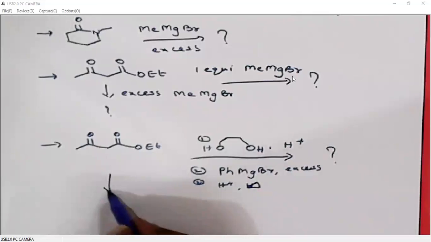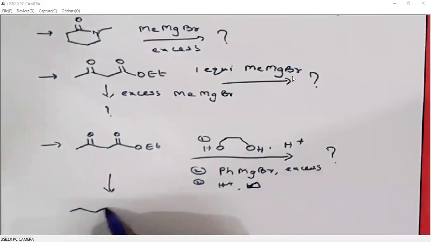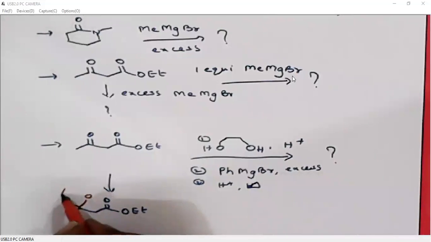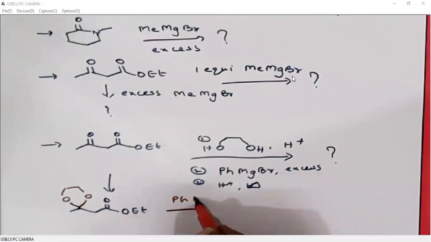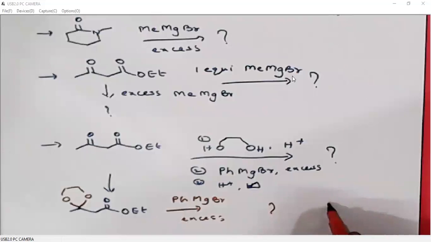I'll give the first step. When we protect the ketone with 1,2-ethane diol, the product is this one. Then when we treat it with excess amount of MeMgBr, what is the product?